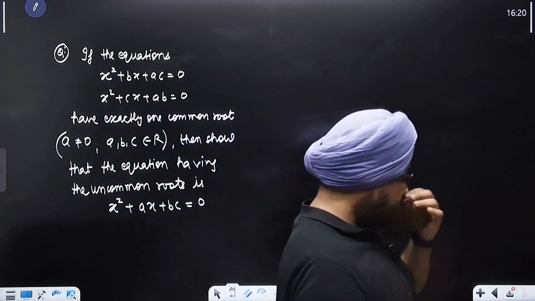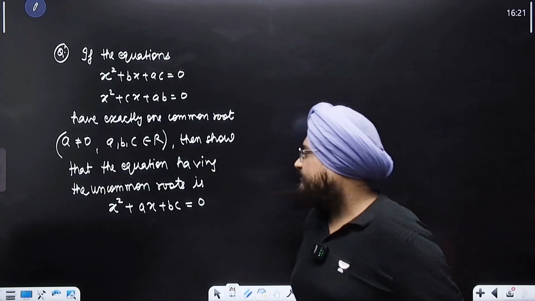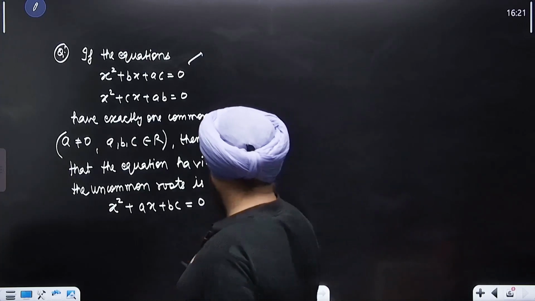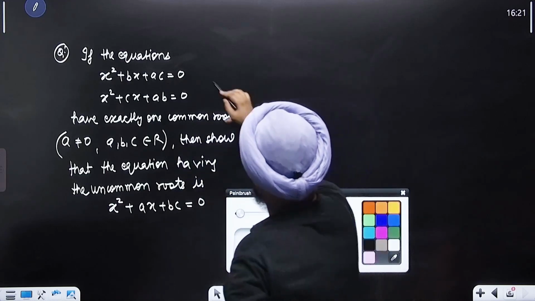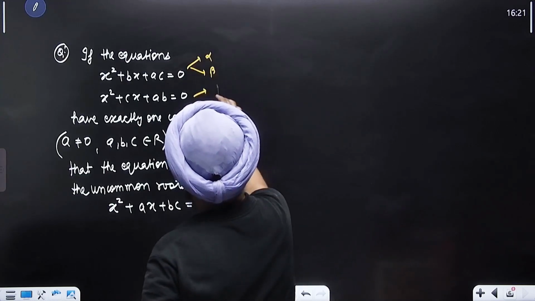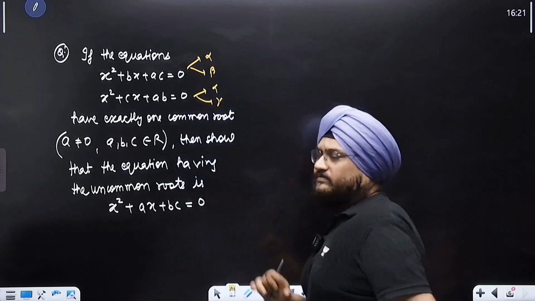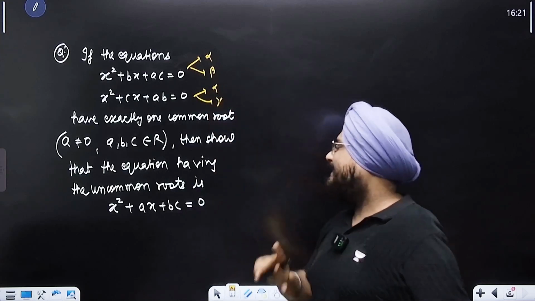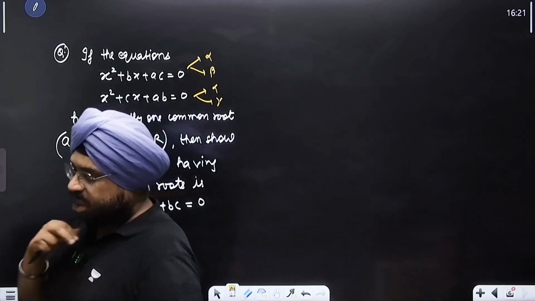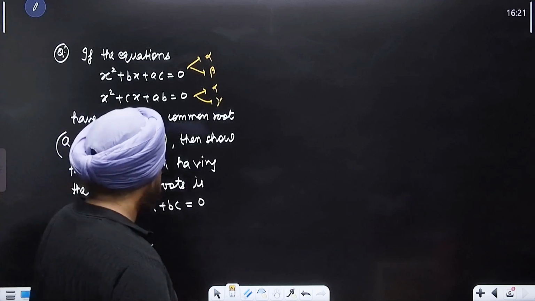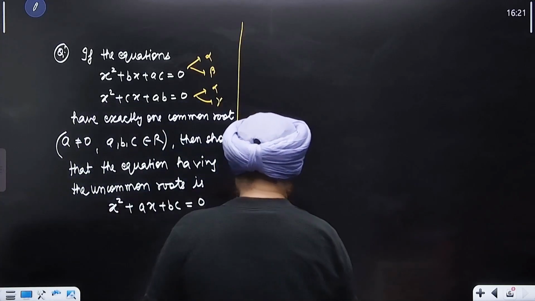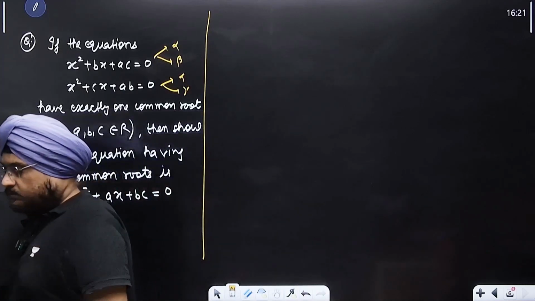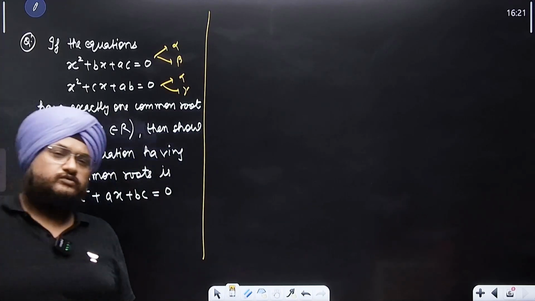So two equations have exactly one root common, and we need to prove that the equation having their uncommon roots is x square plus ax plus bc. Let's say this equation has roots alpha and beta, and this equation has roots alpha and gamma, where beta is not equal to gamma. So we need to prove that the equation having roots beta and gamma is x square plus ax plus bc. So we can simultaneously solve these two equations for the common root.